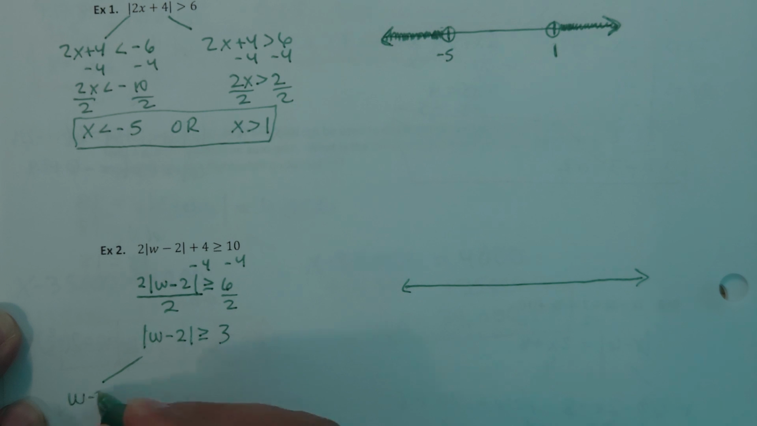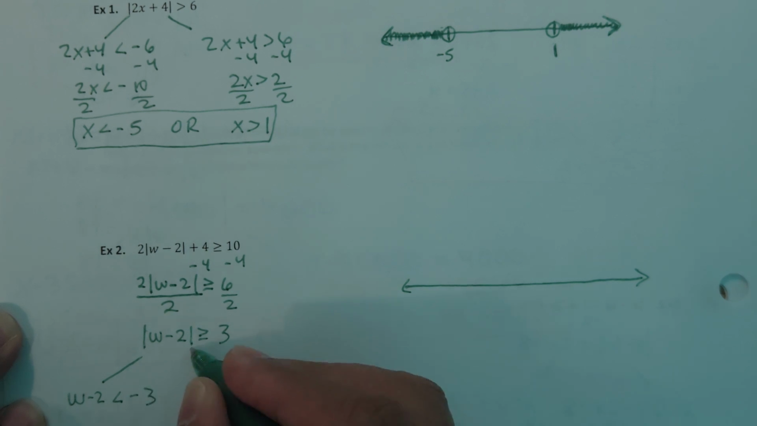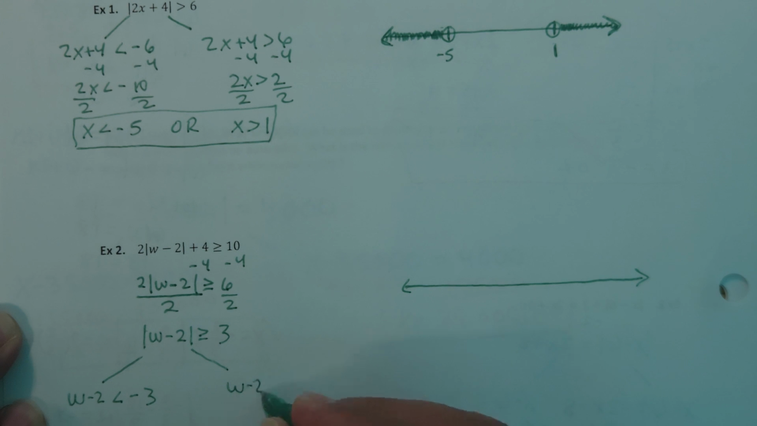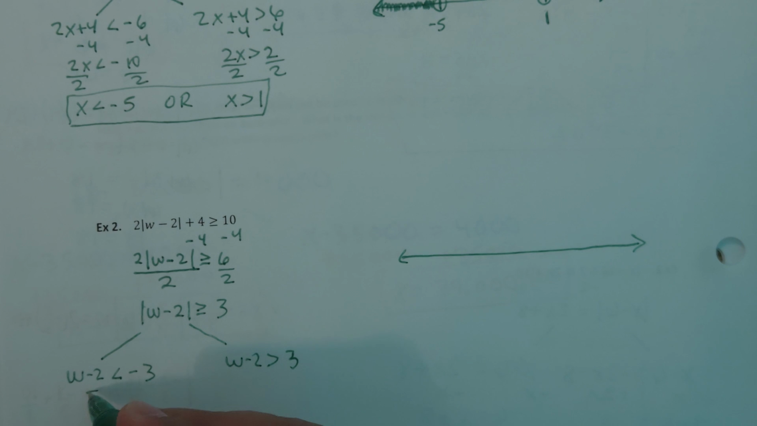Once the absolute value is isolated, we set up the two inequalities. So we have w minus 2. The left one is going to turn the inequality symbol, so this is less than negative 3. The other is w minus 2 is greater than positive 3, and then solve. Let's add 2. So w is less than negative 1, and for this one, also add 2. So w is greater than positive 5.